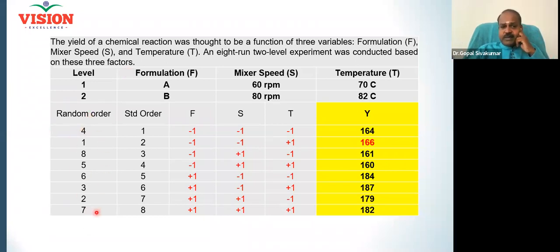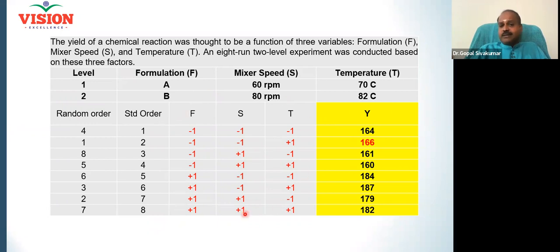In order to randomize, I have generated the random number. For formulation, I have 2 formulations, formula A, formula B. Speed, I have 2 speeds, 60 RPM, low speed, and high speed is 80 RPM. Temperature, low temperature is 70, high temperature is 82. All of you understand the 3 factors and the corresponding levels, and totally 8 experiments. This is random order and this is standard order.